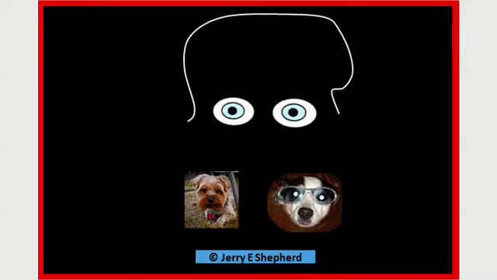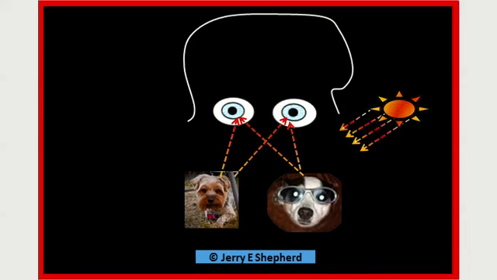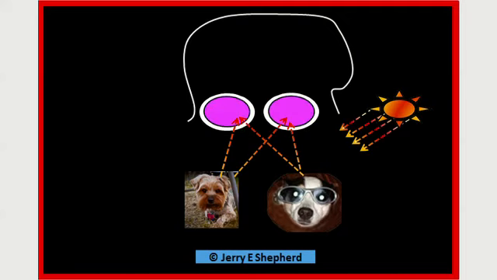What does seeing actually mean? If two puppies are sitting in front of you, light from the sun bounces off of the puppies in all directions. Some of this light enters the pupils of both eyes. As the light from the puppies enters the eyes, it is focused on the retina. The retina is located at the back of each eyeball.